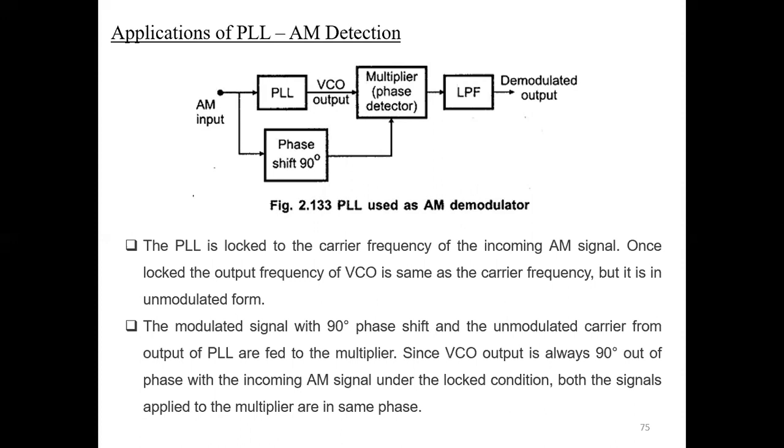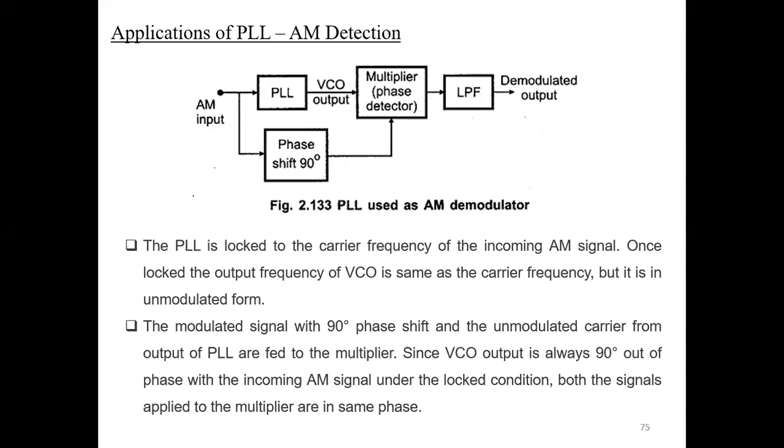Here the PLL is locked to the carrier frequency of the incoming AM signal. Once locked, the output frequency of the VCO is the same as the carrier frequency, but in the unmodulated form. The modulated signal, with a 90-degree phase shift, and the unmodulated carrier from the output of the PLL are fed to the multiplier, since the VCO output is always 90 degrees out of phase. This is the diagram for AM detection.